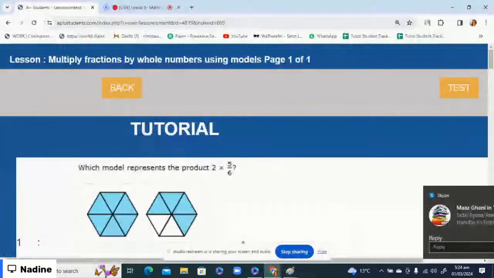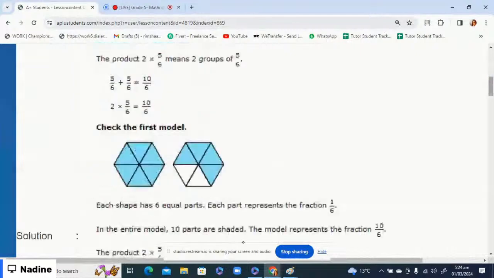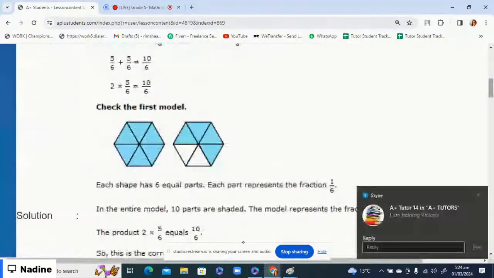Let's check in each of it. 1, 2, 3, 4, 5, 6, 7, 8, 9, 10. 10 is basically colored. How much whole in all of it? 2 is whole. And how many parts in 1? 1, 2, 3, 4, 5, 6. So what's the answer, the blue one or the other one? The blue one is the answer.